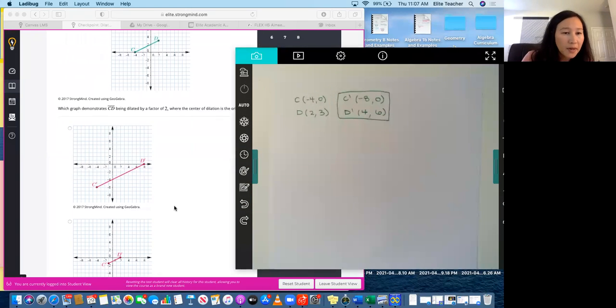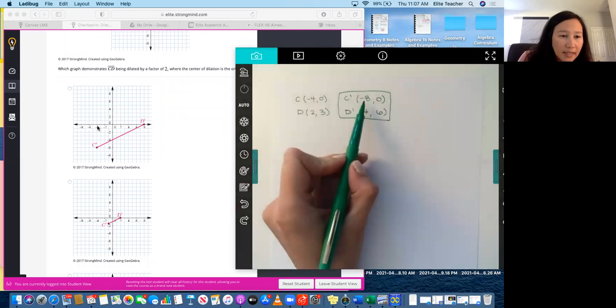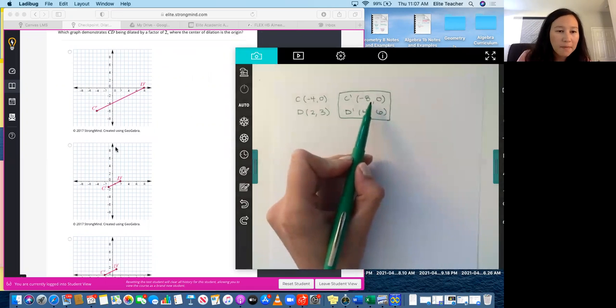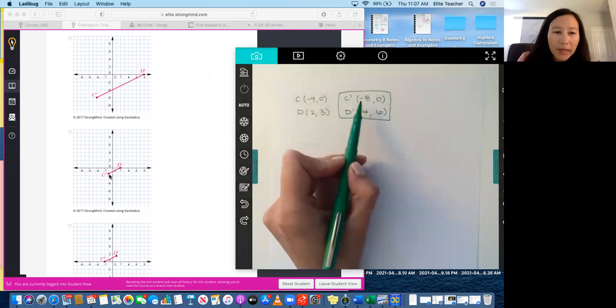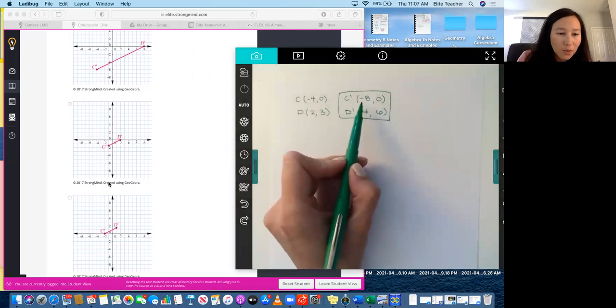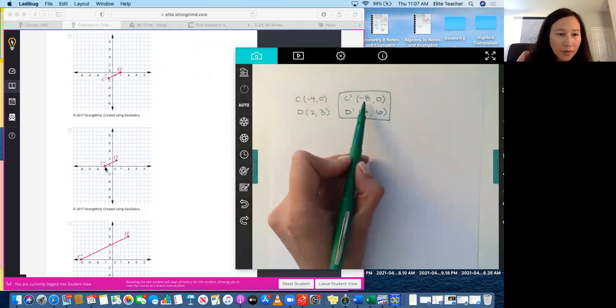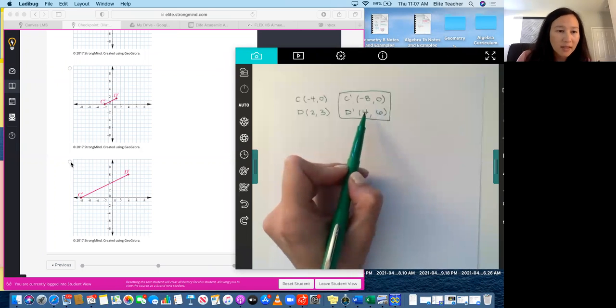So we go down. Let's see, the first one looks like C is at -4, -6, so we know it's not this one. The second one is at -1, and it looks like a decimal, -1 point something, so we know it's not this one. The third one is at -2, 0, so that's not -8, 0. And the last one, here we go. C prime is at -8, 0, and D prime is at 4, 6.